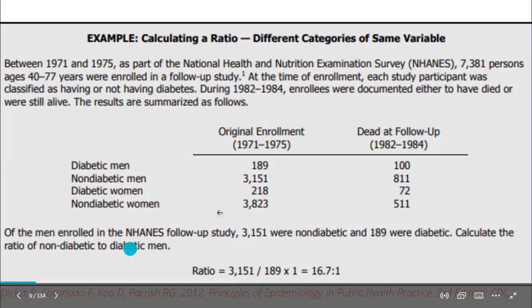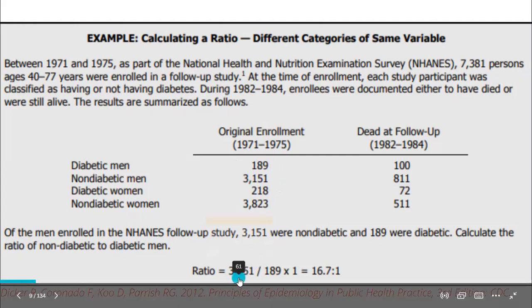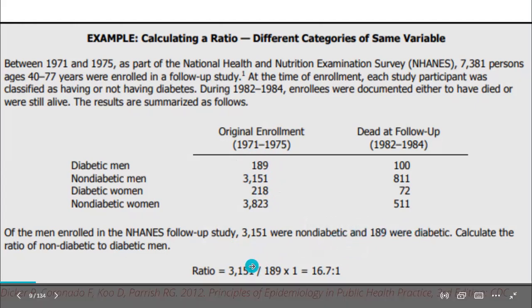So looking at the table, we had a total of 3,151 non-diabetic men who were enrolled at the start of the study, whereas we had a total of 189 diabetic men who are enrolled in the study. Expressing this as a ratio, you have 3,151 divided by 189, we have 16.7 is to 1. So we divide the numerator by 189, we divide the denominator by 189, that's why we got 16.7 is to 1. That is the ratio.